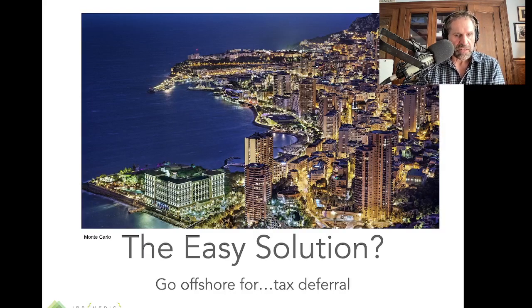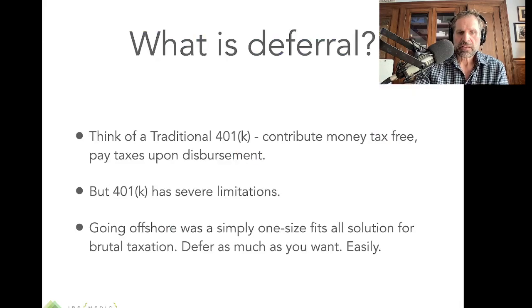Now, here's the thing. It's 1950, 1960. What's your easy solution for this 90% marginal tax rate? The easiest solution is just go offshore. Put your money overseas for something called tax deferral. What is tax deferral? Well, it's the basis of most international tax planning. Think of it like a traditional 401k: contribute money tax-free, pay taxes upon disbursement. That means the growth is also happening tax-free.